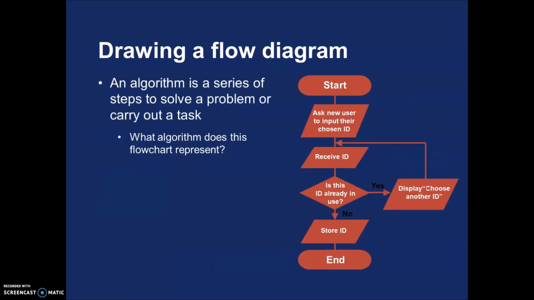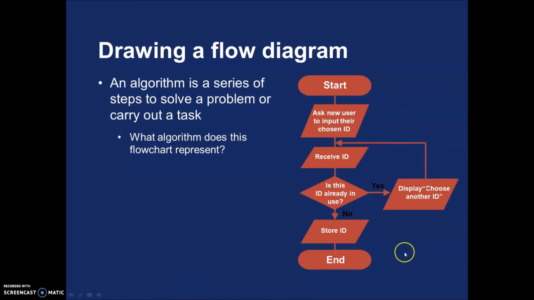Okay, so an algorithm is a series of steps to solve a problem or carry out a task. Really, really simple. So what we've got here is we've got a start, so we always start with the start. Ask new user to input their chosen ID. We then receive their ID. We're checking to see whether this ID is already in use. If it is, we display choose another ID, and we go back to the user putting in their chosen ID.